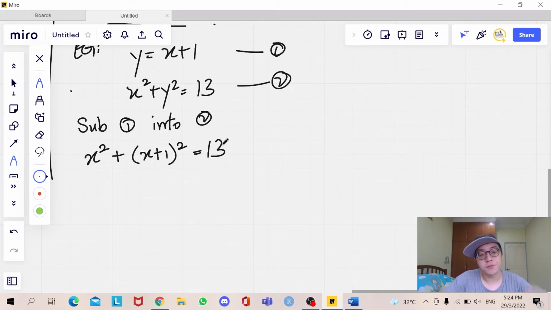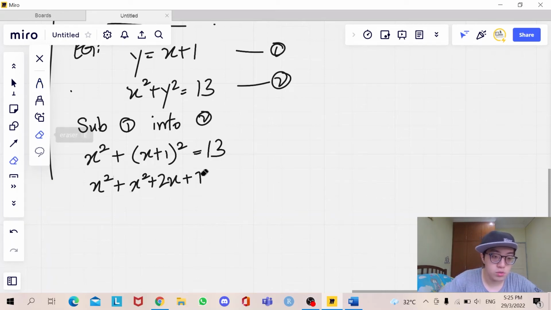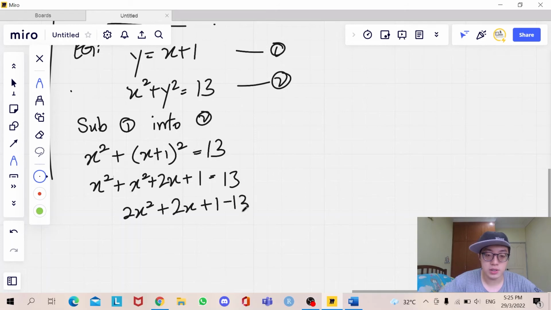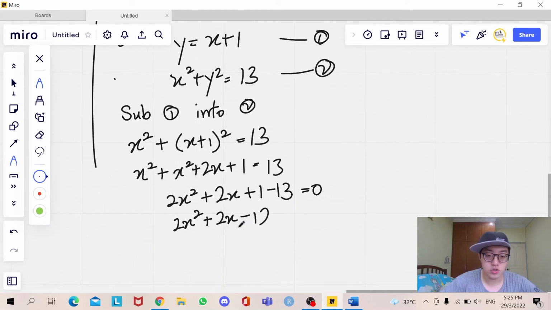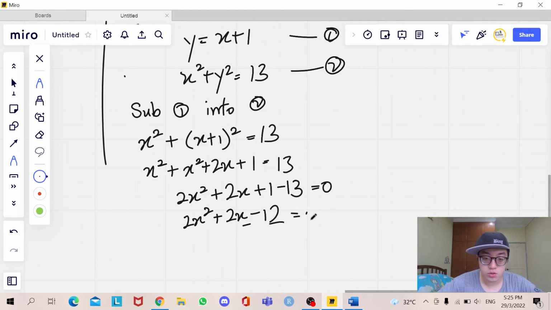From the first video, I explained how to expand the brackets, especially (a plus b) squared with the shortcut: a squared plus 2ab plus b squared. Why is this so? Plus b squared is like this, and by simplifying, you will get x squared plus 2x plus 1 minus 13 equals 0. If you further simplify it, you will get x squared plus 2x minus 12 equals 0.